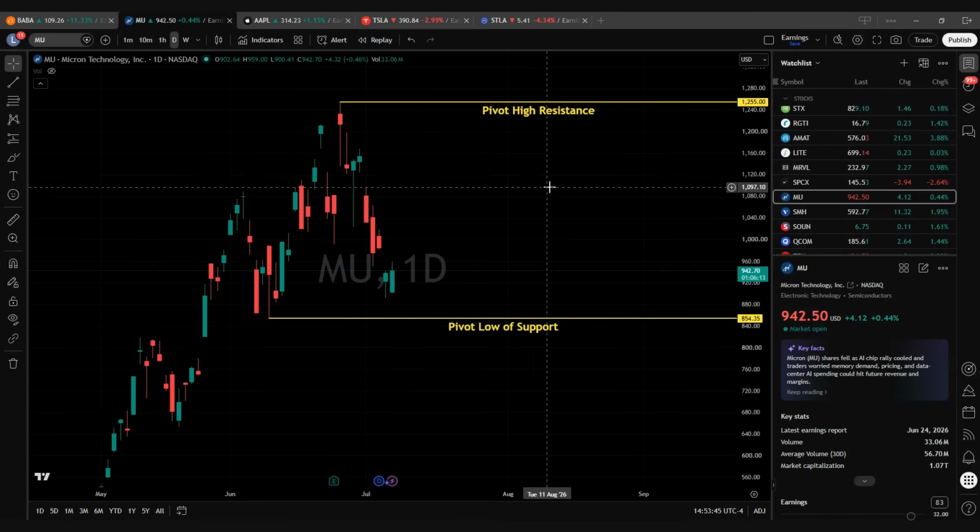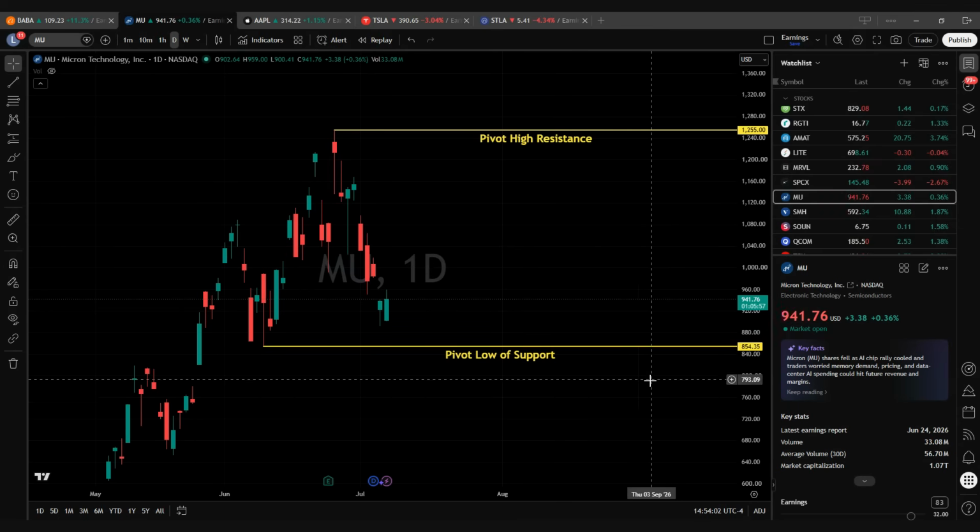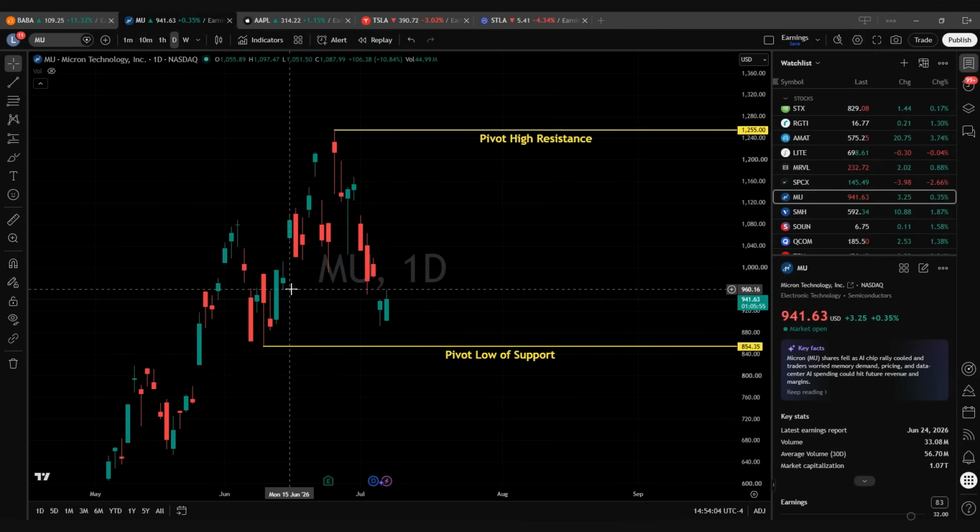Pivot low of support. So there you have two clear levels, one of support and one of resistance. And now the question is, well, how well do these pivots even work? Right? And that's a great question. Well, let's take a look at historical data. So let's start really easy right here.